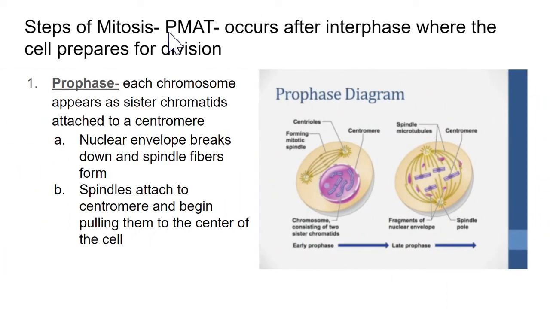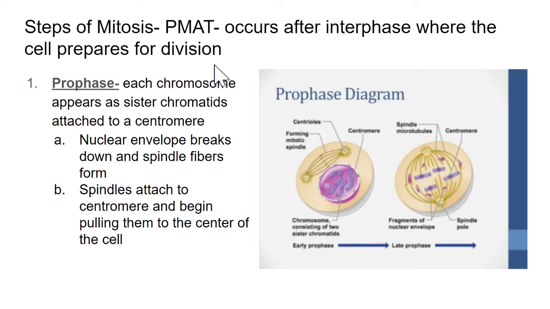So remember this little acronym, PMAT. PMAT stands for prophase, metaphase, anaphase, and telophase. Now, one thing to keep in mind as you're going through this: you do have to know the phases. You don't have to know exactly what's going on. So I'm not going to ask, hey, when did the nucleus break down or whatever. But you do have to know the phases. So let's go through this.